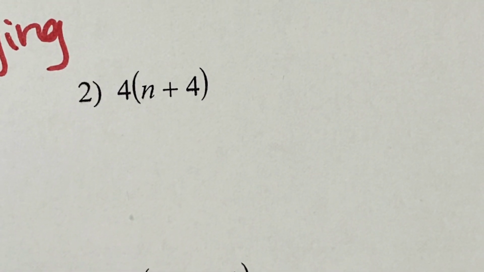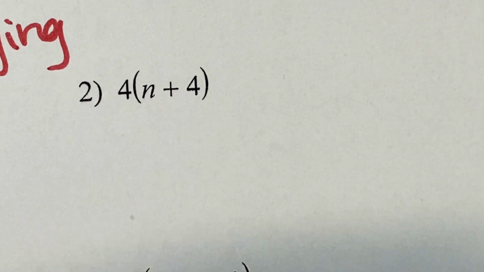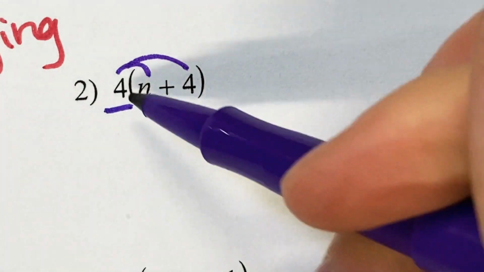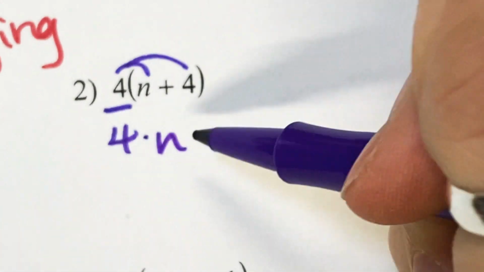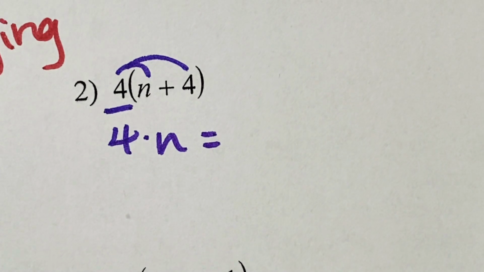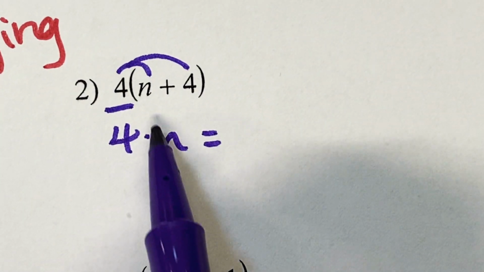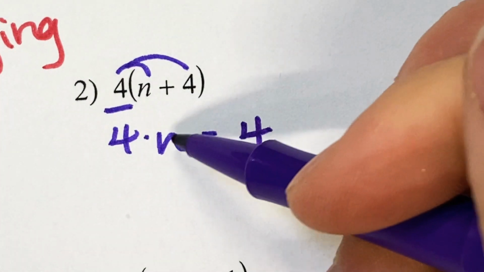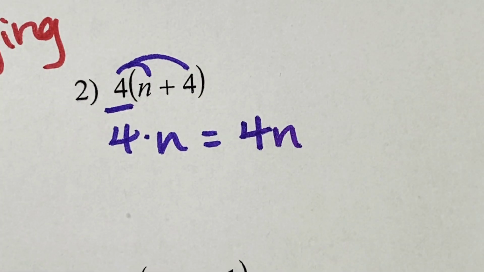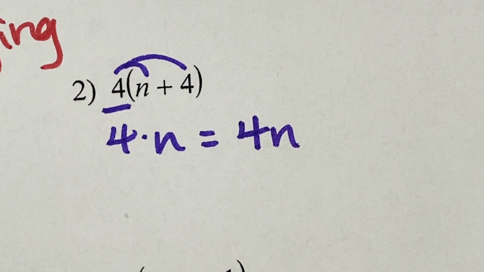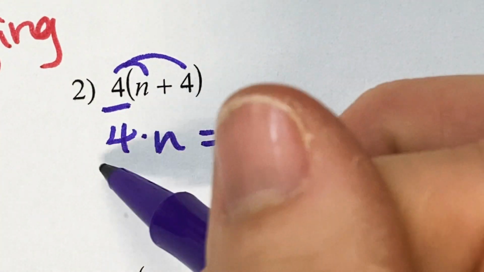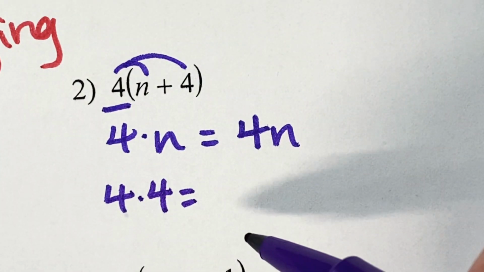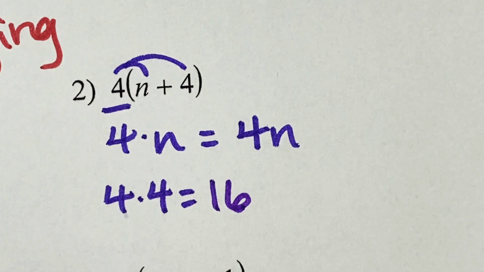What is the number that's right in front of our parentheses that's going to distribute inside? It's going to be this 4, right? So this 4 times n. This is a little bit different. You can also think, what is 4 times 1n? 4 times 1 is just 4. And then there was 1n being multiplied, so just 4n. Now we have our 4 times 4. Our last piece, 4 times 4, is going to give me 16.